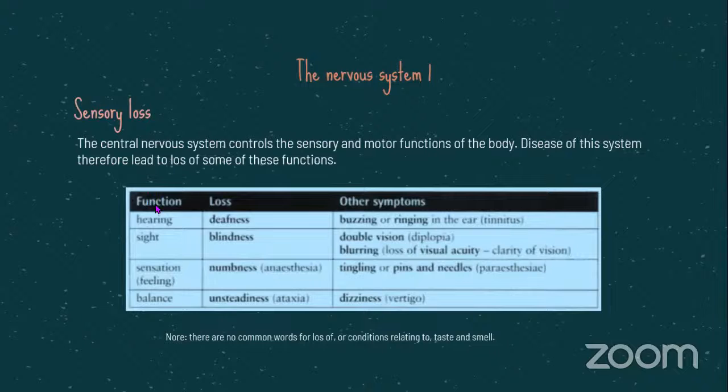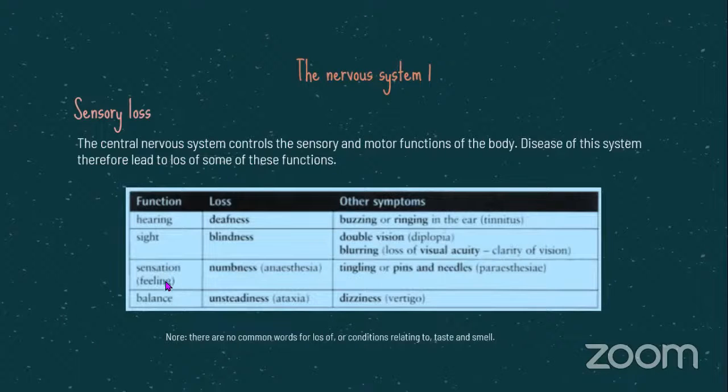For hearing, the loss of or being unable to hear will be deafness. Other symptoms, buzzing or ringing in the ear, will be called tinnitus. Sight is the other function. The loss is blindness. Other symptoms: double vision, diplopia, blurring, loss of visual acuity or clarity of vision.